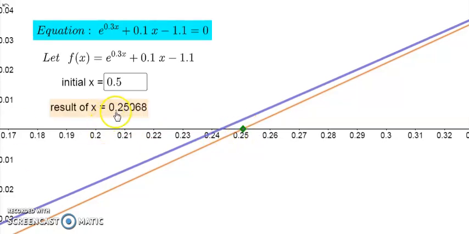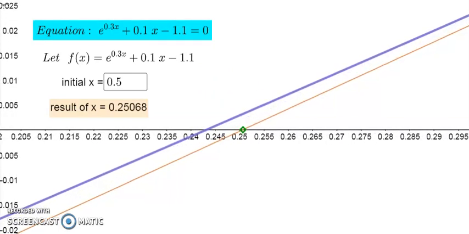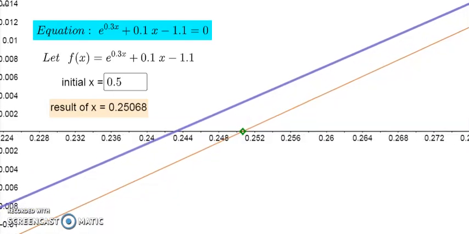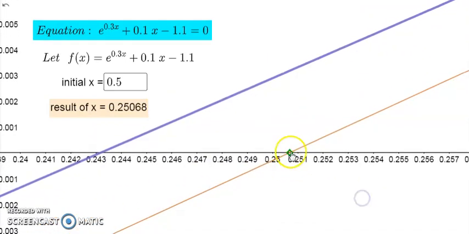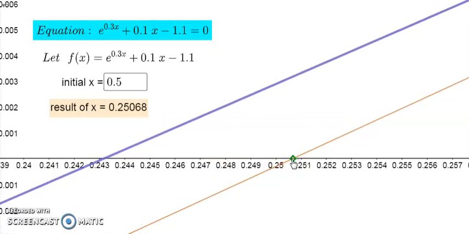It happens to be 0.25068, correct to 5 decimal places. This resultant x value is still not a very good approximation for the solution of the equation. So what we do next is zoom in on the diagram further, so that we have a clearer vision of what will happen next. When we zoom in, you can see that the two intersections are actually quite far apart.